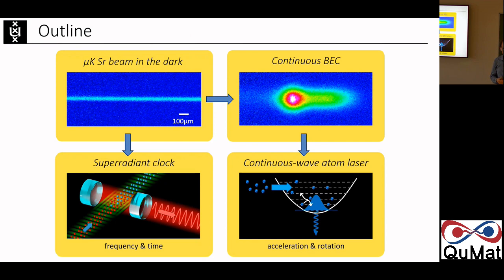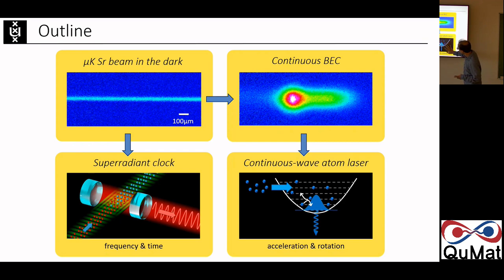Now we want to contribute to this research field of ultracold quantum sensing, and we do this in several of our experiments. In one experiment, we want to build a continuous atom laser. We didn't quite get there, but we went quite far. I mean, we now have a Bose-Einstein condensate that lives for as long as we want. And on our way to doing this, we developed a new technique with which we can provide a continuous beam of microkelvin cold strontium atoms in the dark. And it turns out that this beam itself is very useful for other things. For example, you can use it to build a new type of optical clock, a so-called superradiant clock.